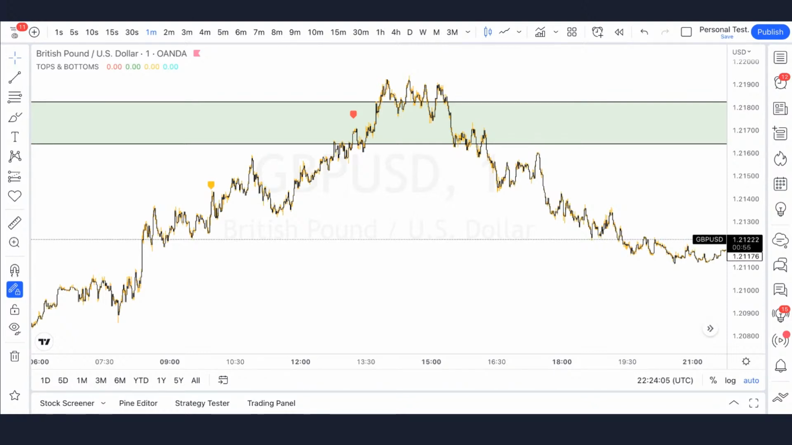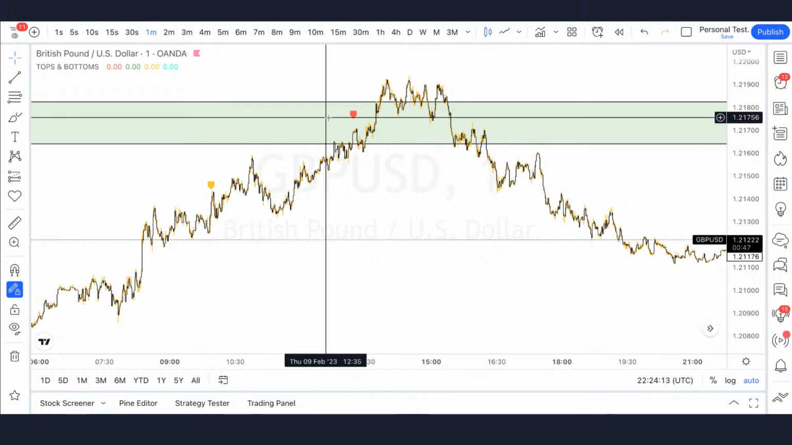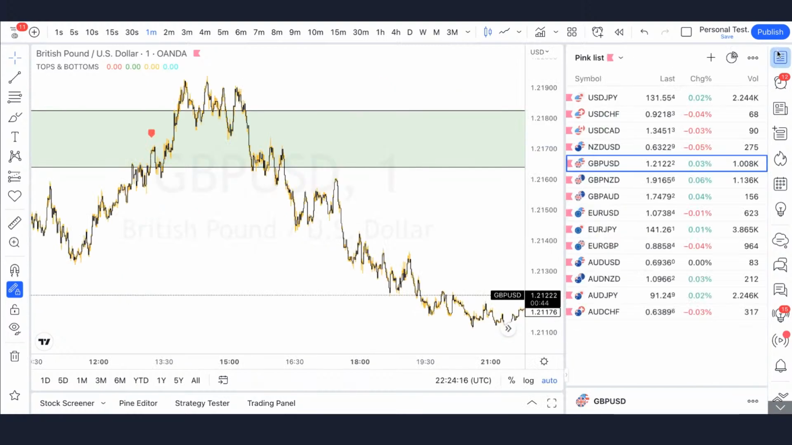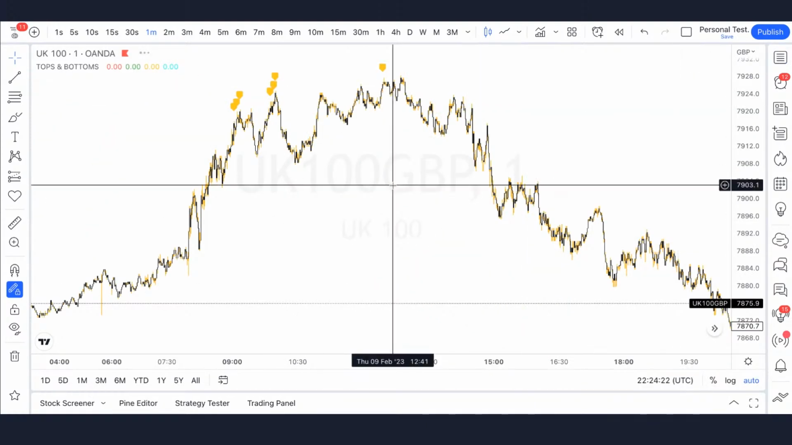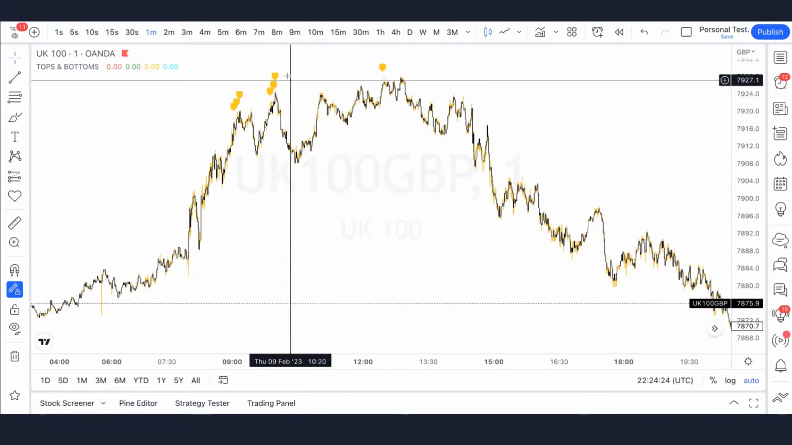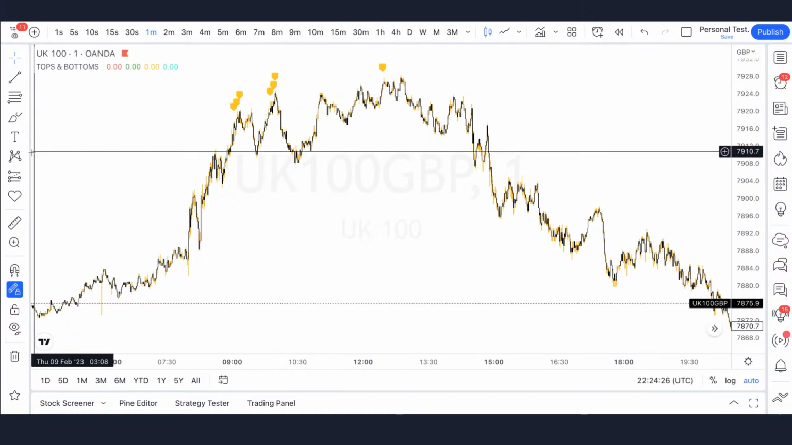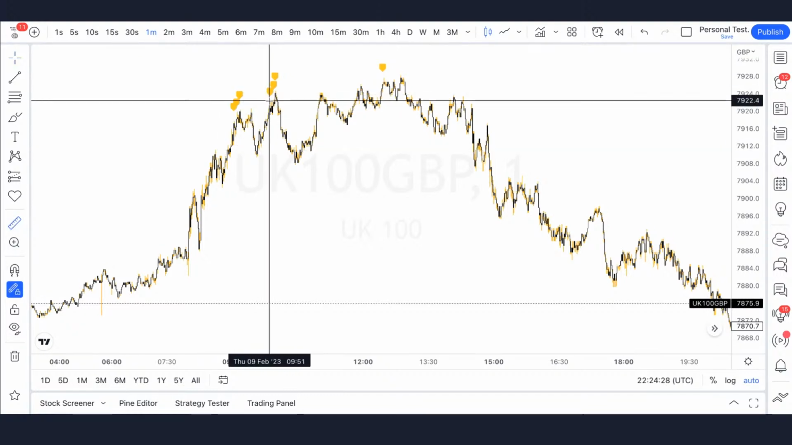I'll just load up my MT4 so I can have a look through some of the trades that we made. The first trade of the day was on the UK 100, the FTSE. So there it is. First trade of the day, and it was this one here that we took.